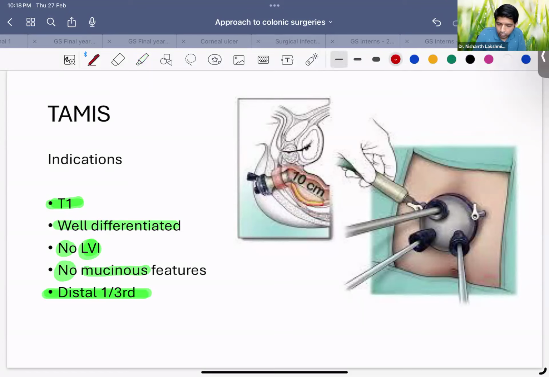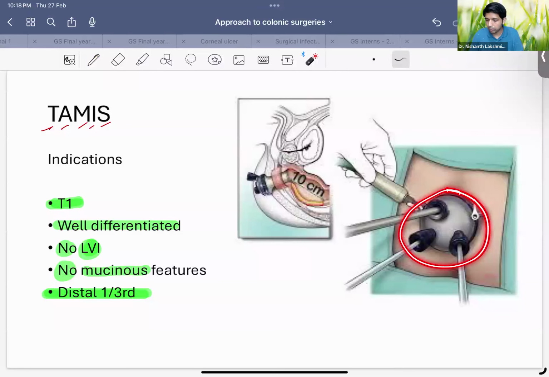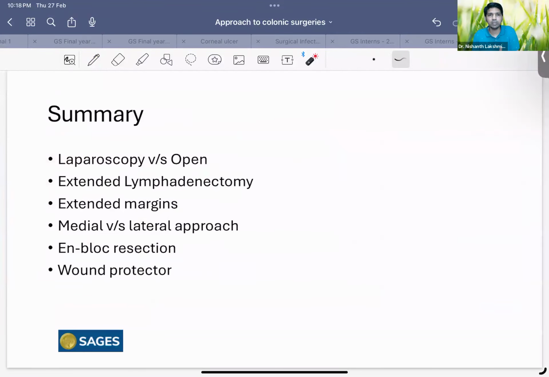So TAMIS stands for transanal minimally invasive surgery. Like how you do a SILS port, you will put a similar port in the rectum and you're going to go operate and you're going to come out. Again, not the purview of this because this is more of colectomies and not the transanal TME and all those. Finally, last slide is to summarize.